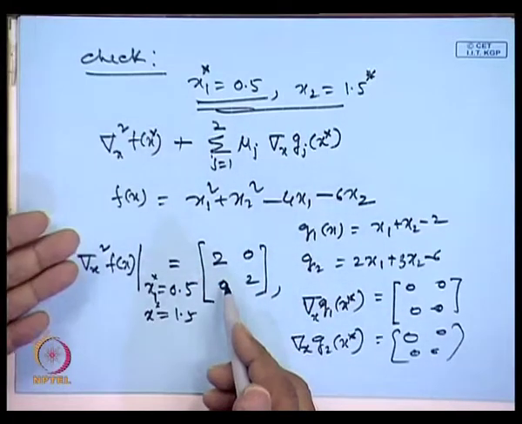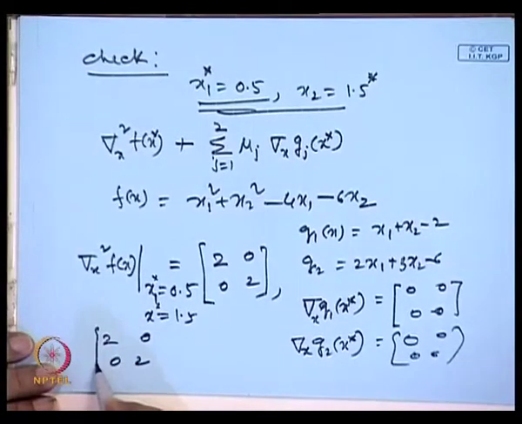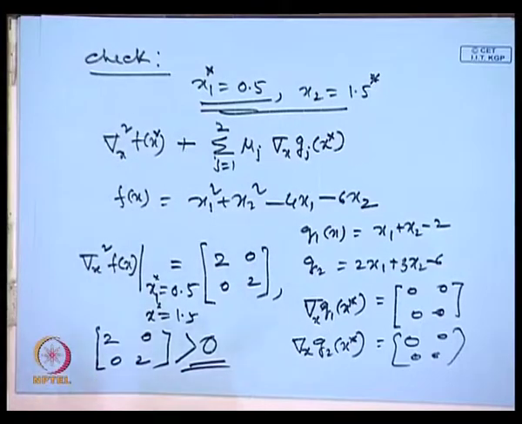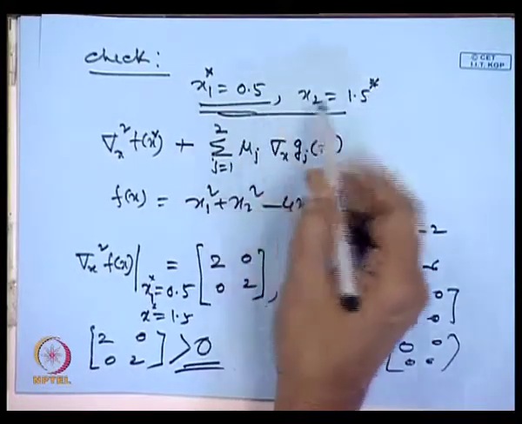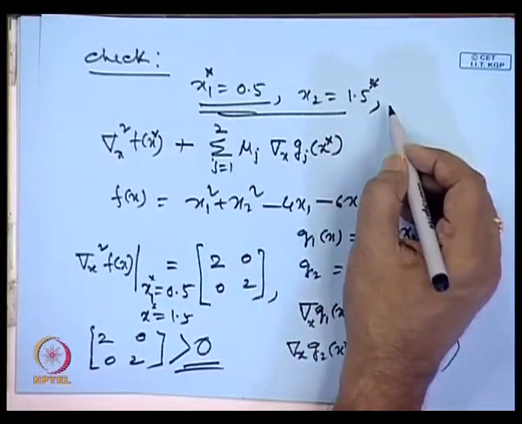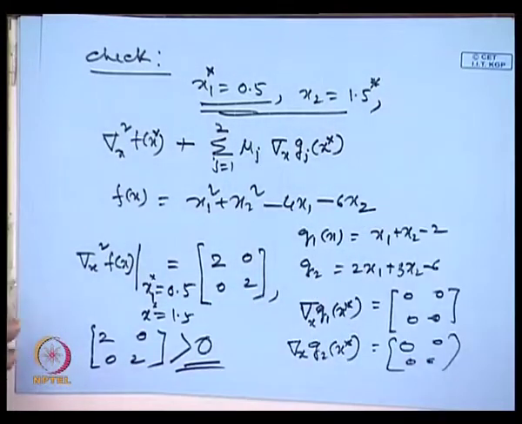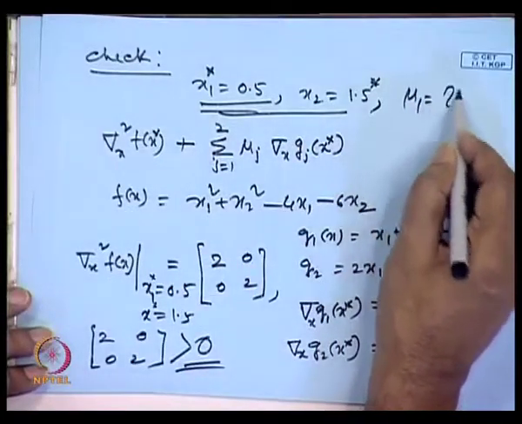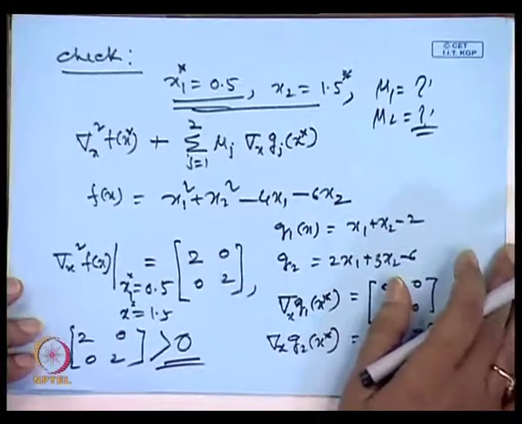So, this is a positive definite matrix. The matrix 2 0 0 2 is positive definite by using Sylvester's theorem. So, our conclusion is we will get the optimum value, meaning the minimum value of the function, at this point. The corresponding mu, if you recollect, mu 1 is equal to what and mu 2 is equal to what, you will see is a positive quantity. So, we will stop here.